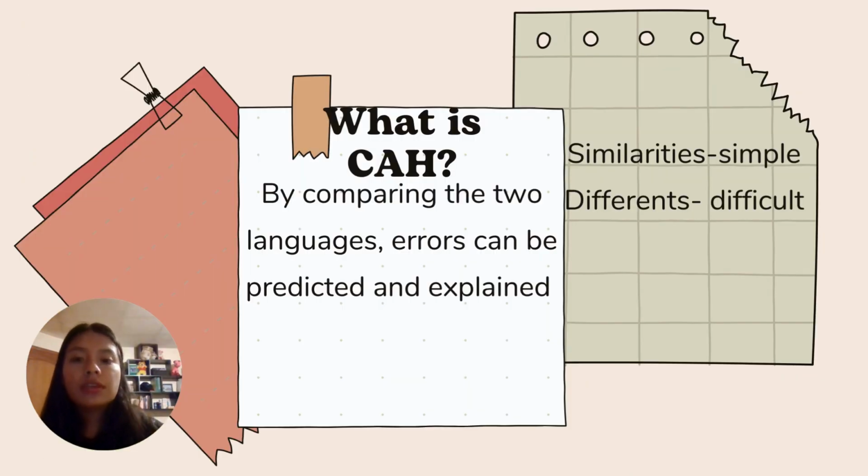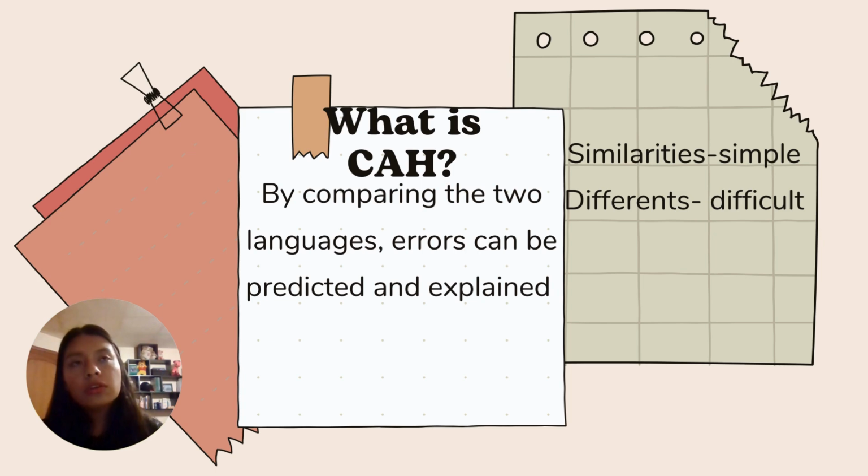What is CAH or contrastive analysis hypothesis? By comparing the two languages, errors can be predicted and explained. Let us say we are learning L2, we transfer L1 effects, since we not only transfer letters or characters, we transfer other things, for example, meanings and forms.